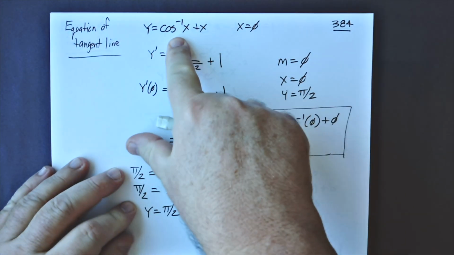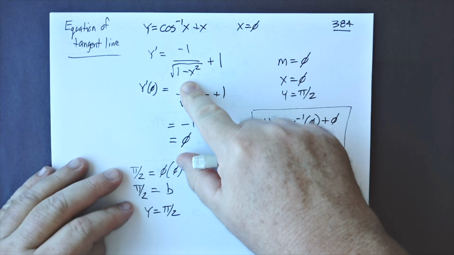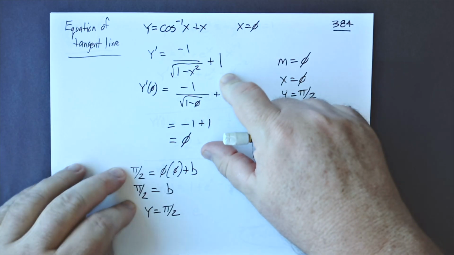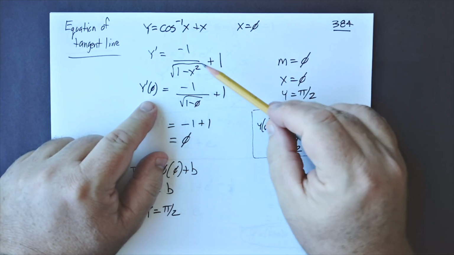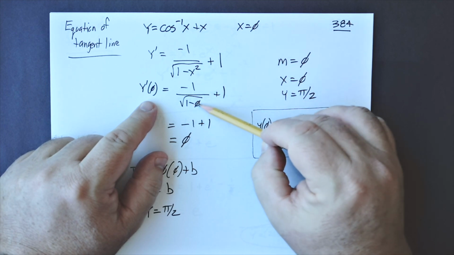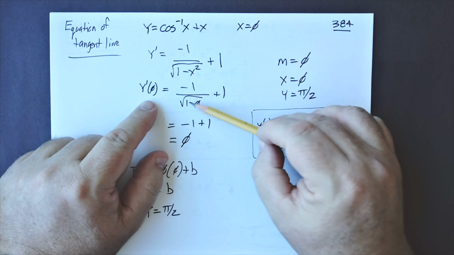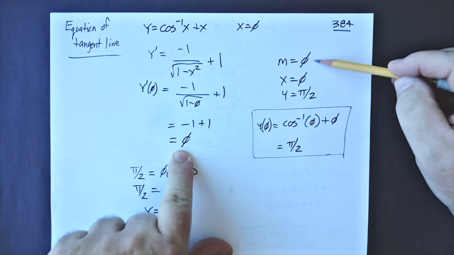So here we go with our arc cosine. Looking up on our table of derivatives, we get this, negative 1 over the square root of 1 minus x squared, plus 1. Now, we're just going to evaluate that at 0. This is 1 minus 0. The square root of 1 is 1. Negative 1 over 1 is negative 1. Negative 1 plus 1 is 0. So the slope is also 0.